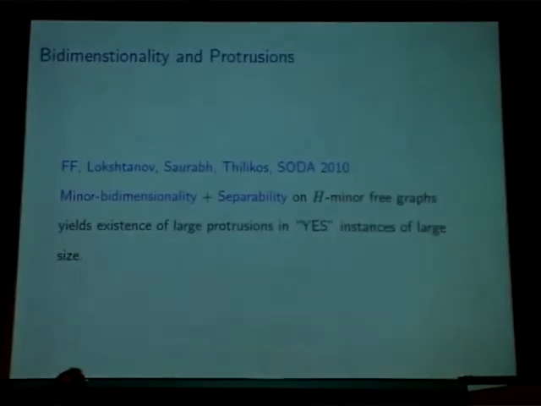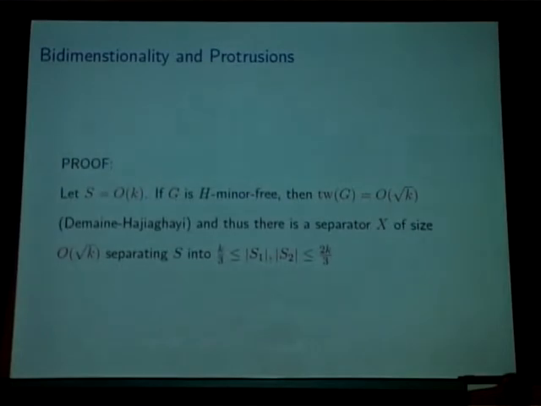The following theorem was proved in 2010: if I have a minor bidimensional problem which has the separation property on H-minor-free graphs, then I have a protrusion of large size. Again, this goes to kernelization. Basically, the proof of this result is based on the following observation. Suppose I have a set of vertices of size at most k, a solution for my problem, and my graph is H-minor-free. Because of bidimensionality, it's possible to prove that the treewidth of my graph is something like big O of square root of k.